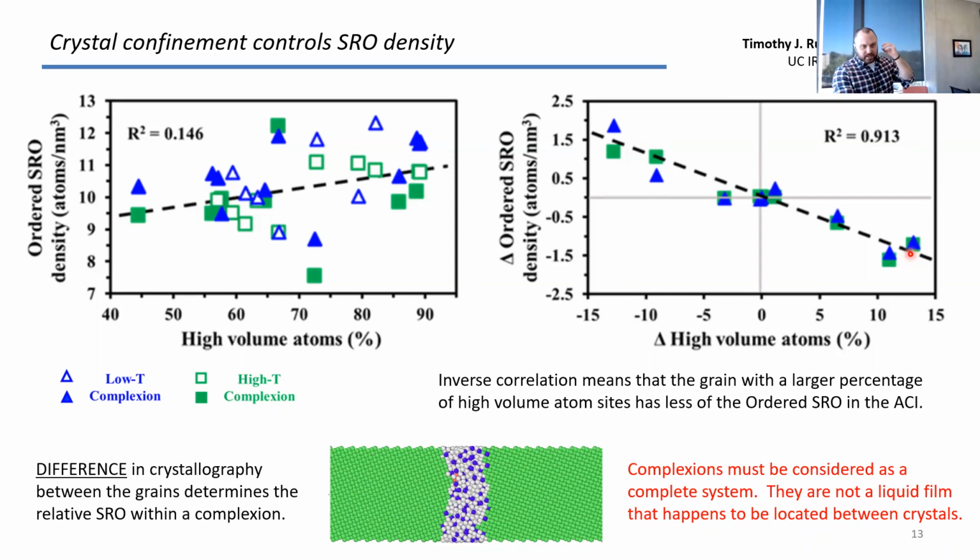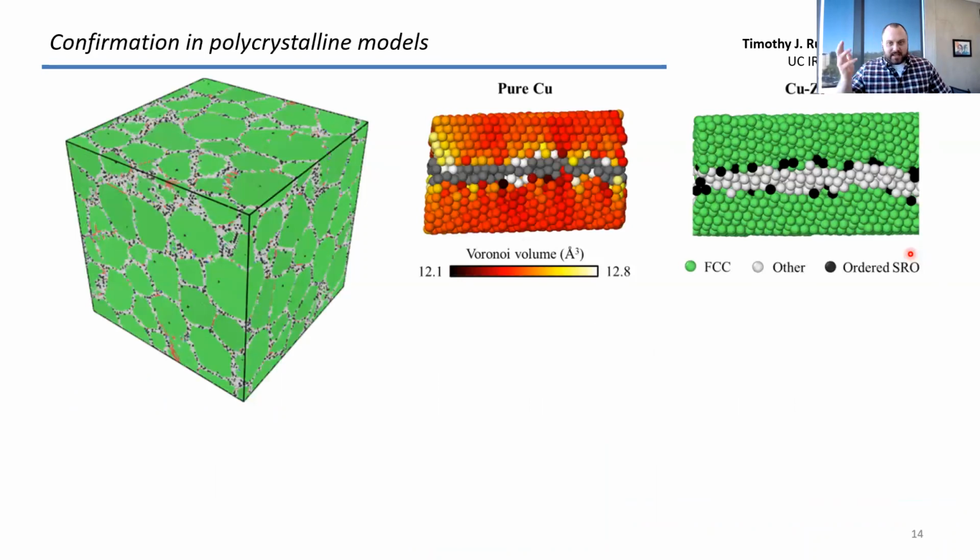Now, one natural question is: you looked at just a few bicrystals, are you making something out of nothing? The way we can test this hypothesis is with other studies of complexion transitions in polycrystals. Let's take a sample like this, which has many, many grain boundaries, and do the same type of analysis. What's the crystallography before we dope it? We can find the local atomic volumes and what percentage are higher than the mean or the bulk value. We can also identify those ordered short range order motifs. These are just the atoms that have that structure, highlighted in black here.